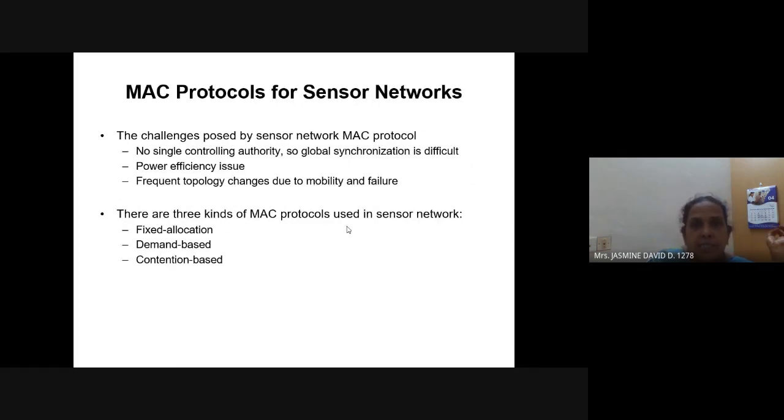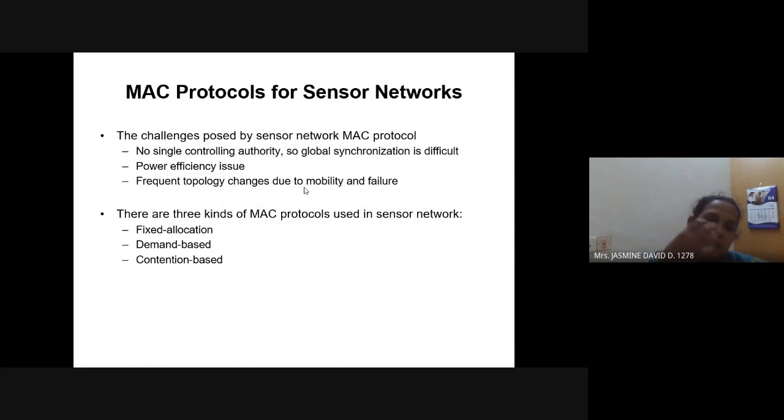Next, this is a separate unit. We will be studying it in the second or third unit, MAC protocols for sensor networks, but I will tell you a little. The challenges posed by sensor network MAC protocols are: no single controlling authority, so global synchronization is difficult in the MAC protocols, and power efficiency issues will occur. Then there are frequent topology changes due to mobility and failure.